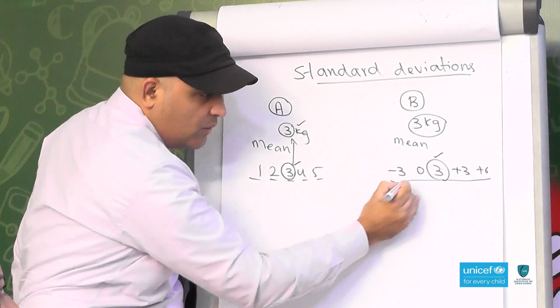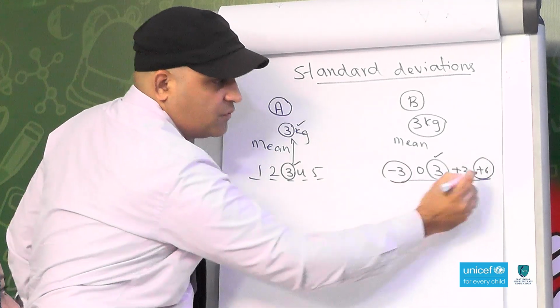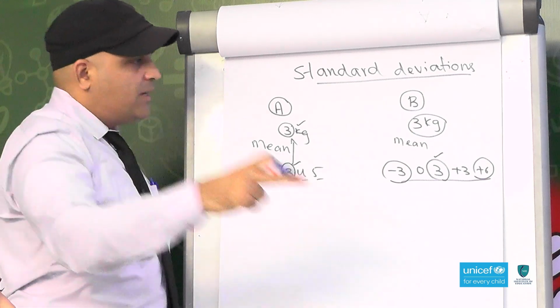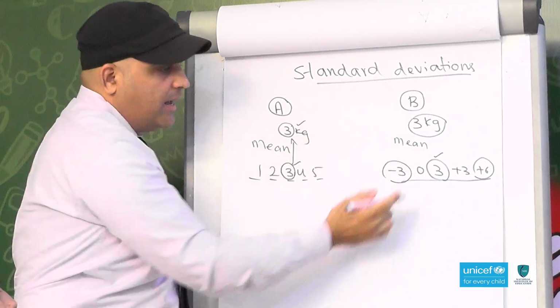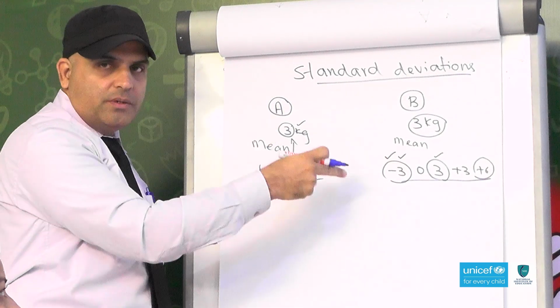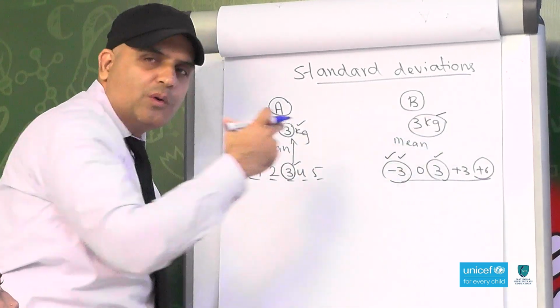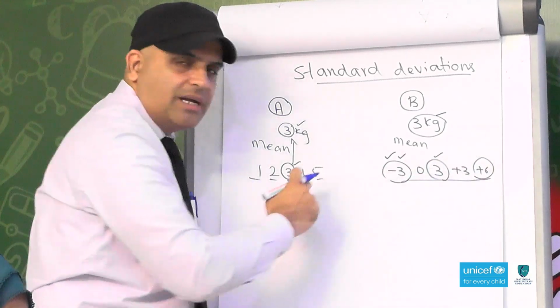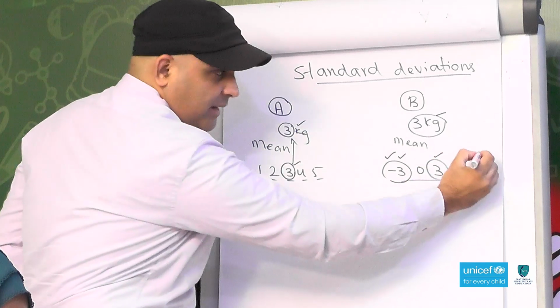But here if I look at this one, the spread of data is very, very high. A person who has eaten this protein powder has decreased his body mass by 3 kilograms, which is not good. If I just look at the mean and conclude from that, I might be wrong, because the data is very highly spread. You may gain 6 kilograms as well.